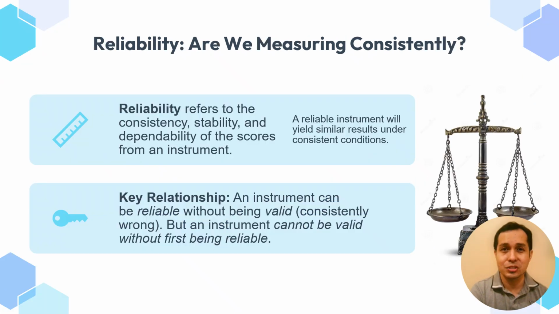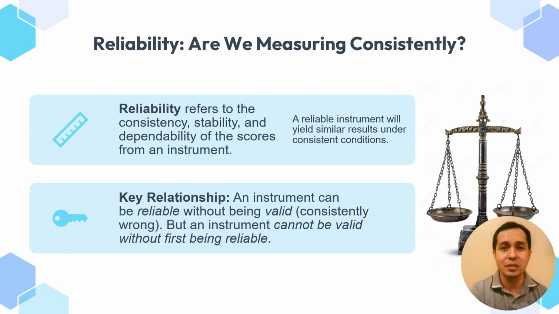Now let's turn to reliability, which is all about consistency. A reliable instrument yields similar results under consistent conditions. There's a critical relationship between reliability and validity. An instrument can be reliable without being valid.